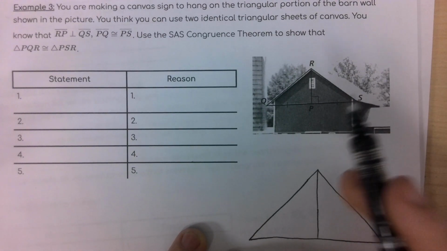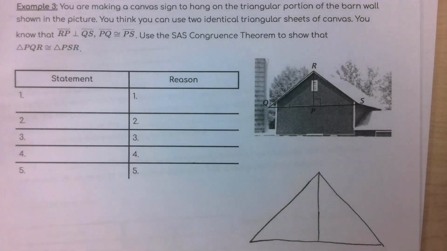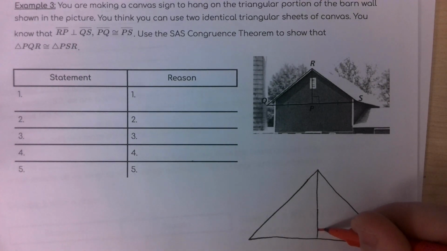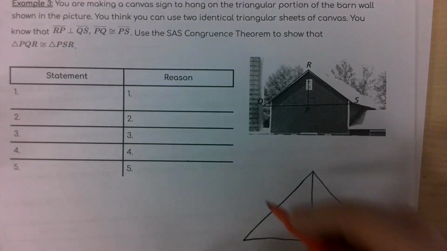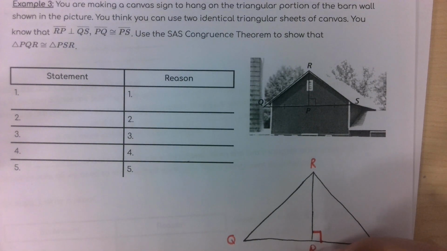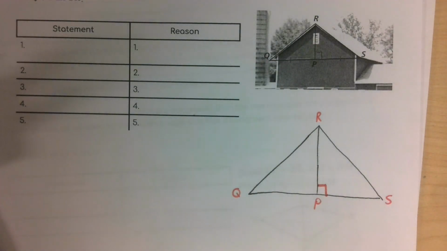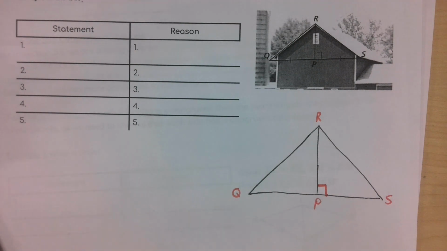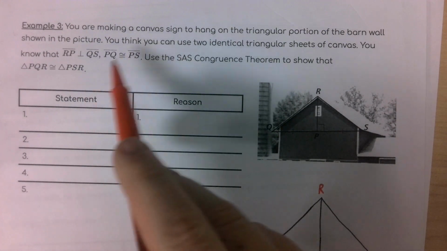We know, or we think I should say, that we can use two identical triangular sheets of canvas. We do know two things. We know that RP and QS are congruent. So if I take a look at this, and I label it Q, R, S, P, sorry, not congruent, they're perpendicular, my bad. RP and QS are perpendicular. So that's why I marked off this right angle here. We also know that PQ is congruent to PS. It says so right up here.